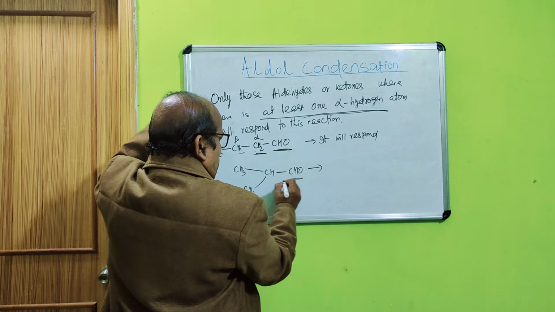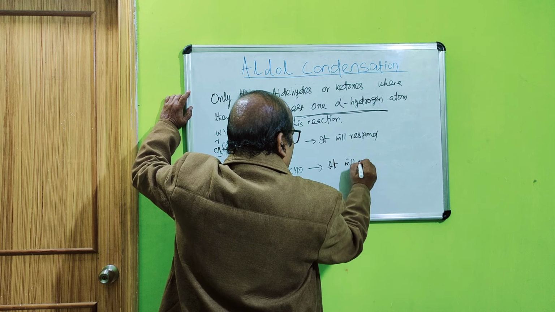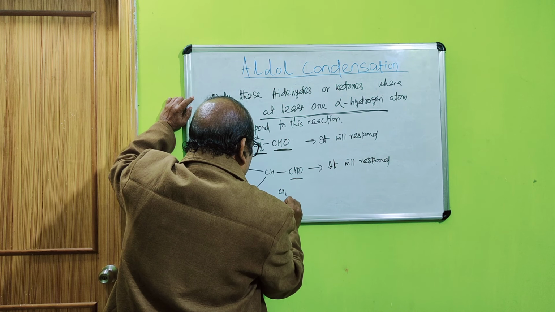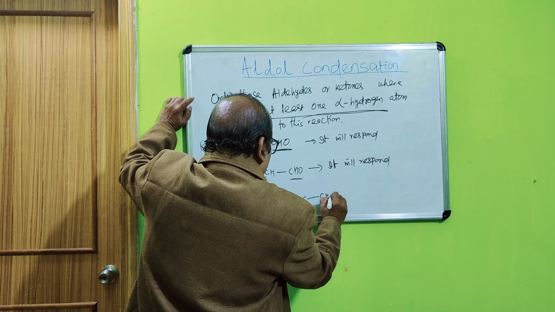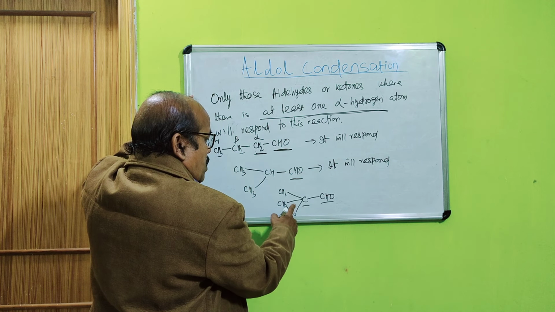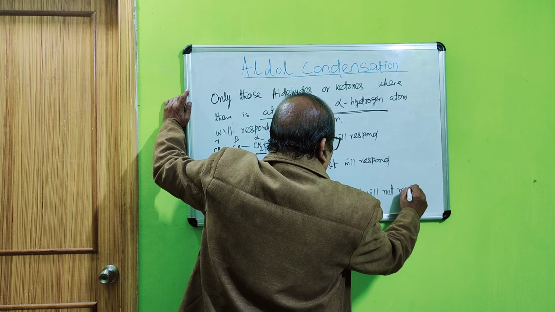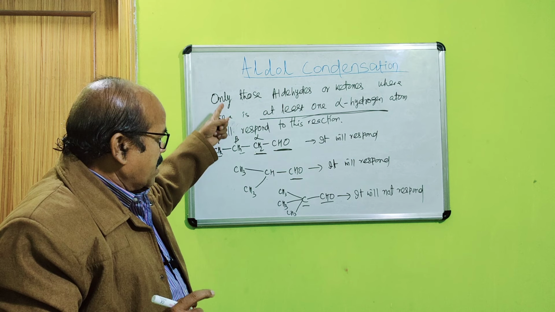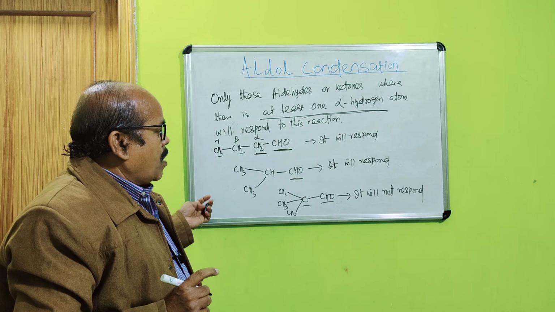This is the functional group. It has an alpha carbon atom and one alpha hydrogen atom, hence it will respond. This is the functional group, this is the alpha position having no alpha hydrogen atom, hence it will not respond. So from the engineering and medical examination point of view, I have cited different examples of which compounds will respond to aldol condensation and which will not.